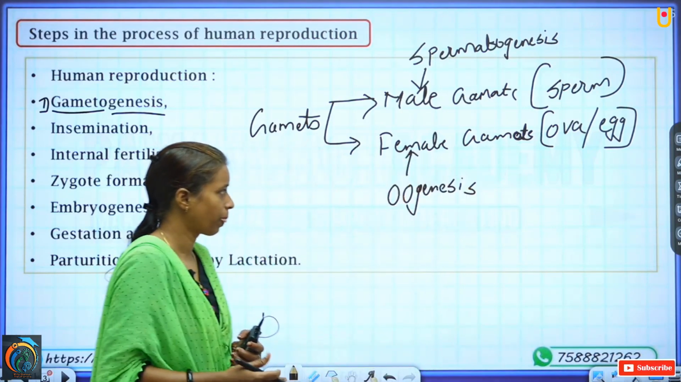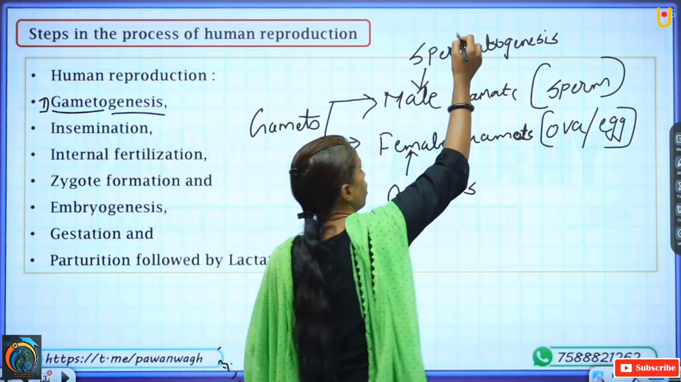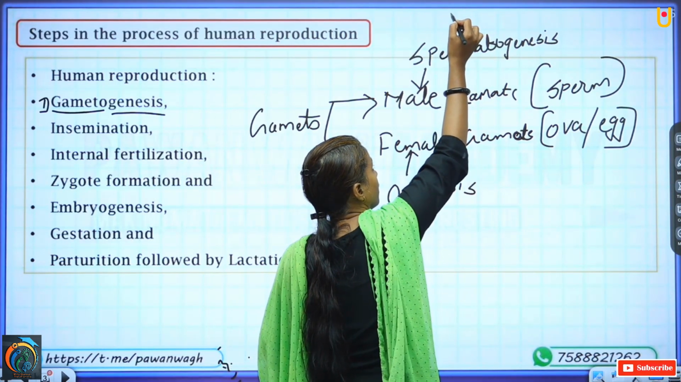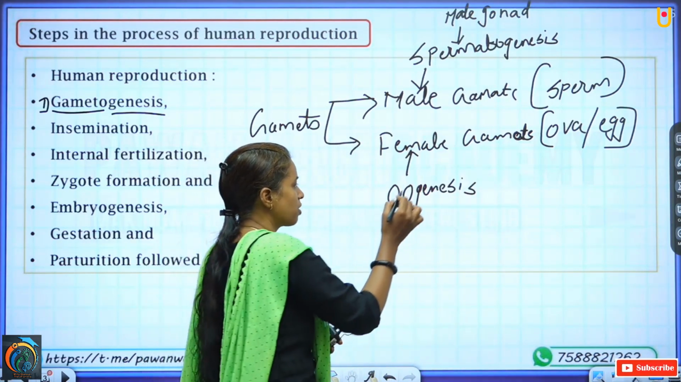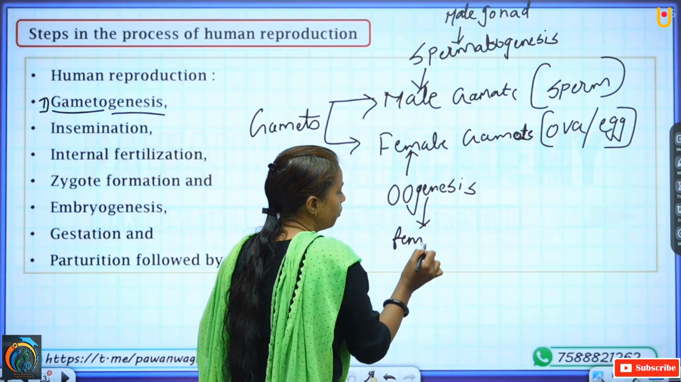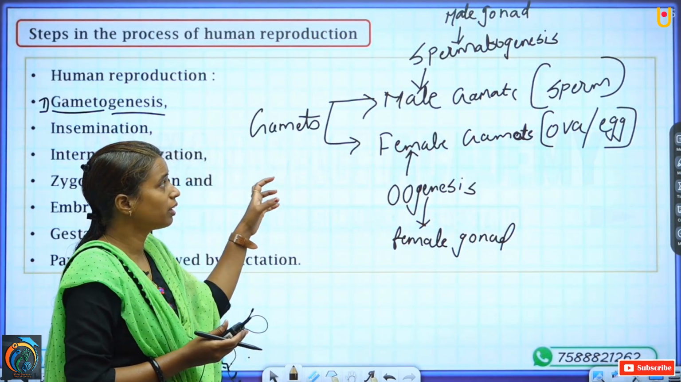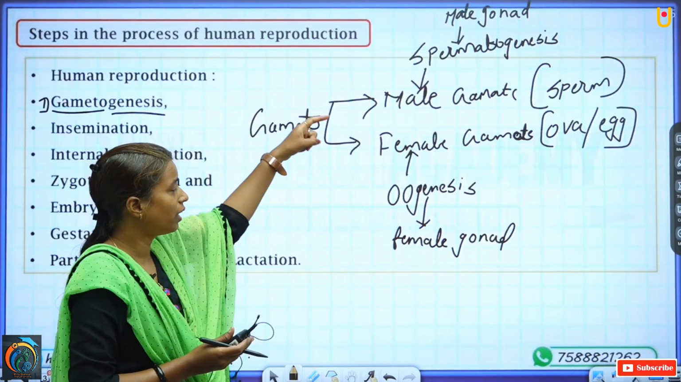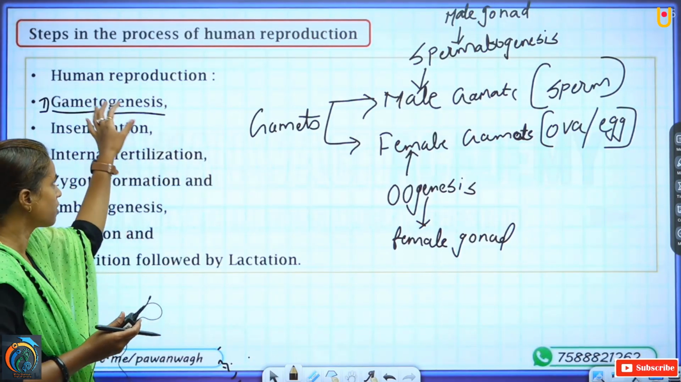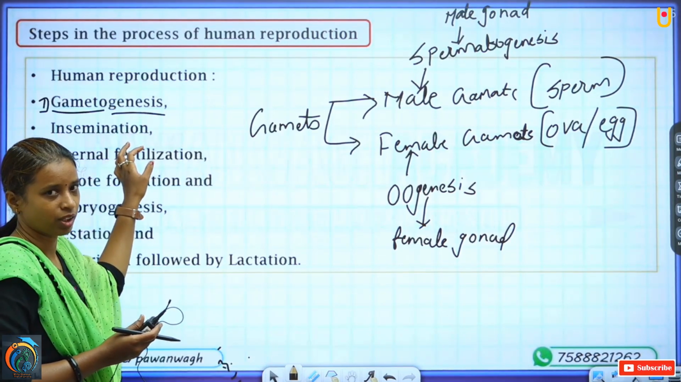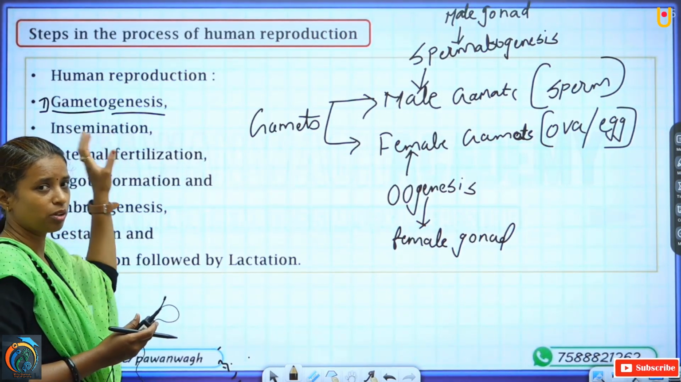Both of these processes are going on. Where? The process of spermatogenesis is going on inside the male gonad, and the process of oogenesis will occur inside the female gonad. Now you are clear how gametes are forming, by which process, and in which area. This is gametogenesis, the initial step of human reproduction. Humans are reproducing sexually, so we call this sexual reproduction.